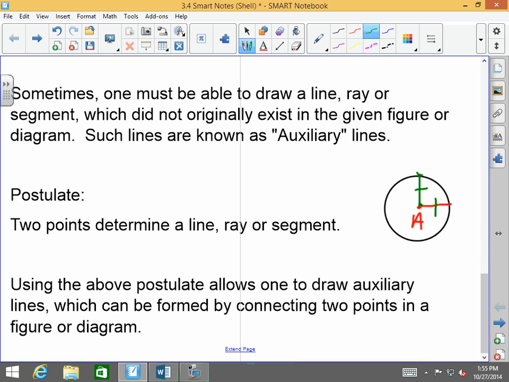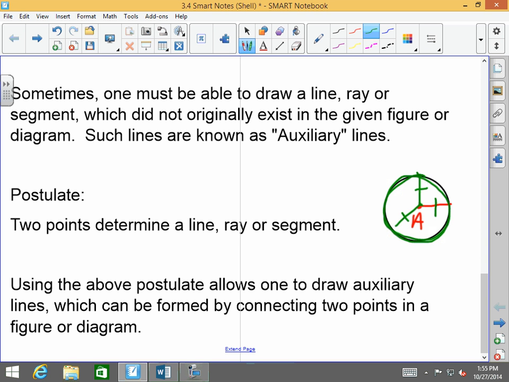So as long as you have 2 points, you can connect them to create a line, segment, or ray. Yes, sir? The question was, does this postulate coincide with all radii of a circle are congruent? Yes, in a way, because you know that there are an infinite number of points that create this circle, right? So I can connect these infinite number of points to the center point to create yet another radius. So it's good to know both of them. They go hand in hand.